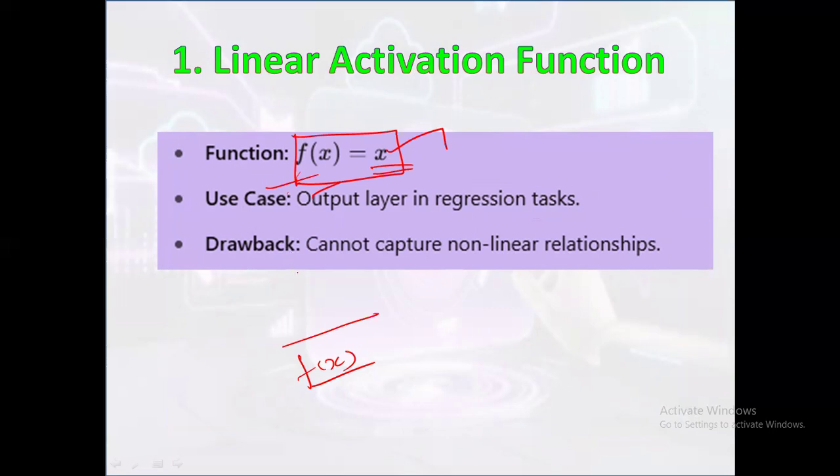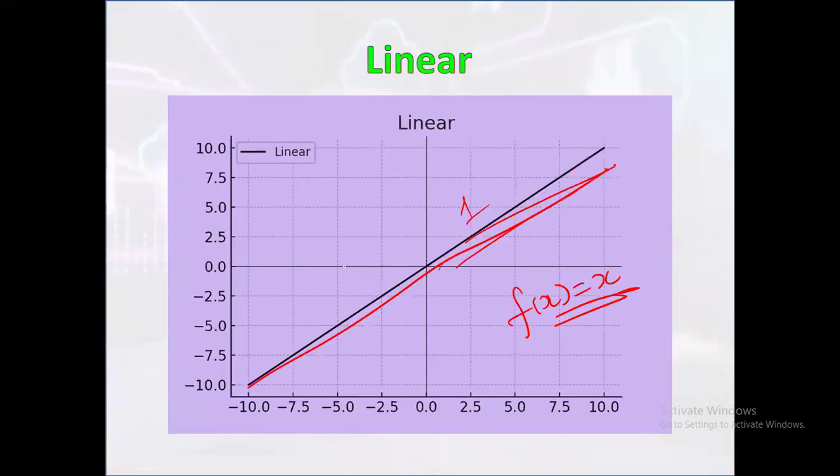While it can be useful in regression tasks where continuous output is needed, using this function in hidden layers is problematic, because stacking multiple linear layers results in an equivalent single-layer transformation, effectively collapsing the deep network into a shallow one. This lack of complexity makes the linear function unsuitable for learning intricate patterns and representations in deep learning.